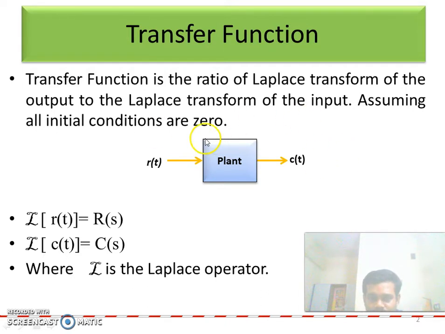Okay, now we can take one plant. In the plant we take c of t as the output and r of t as the input. The Laplace transform of the output c of t is c of s, and the Laplace transform of the input r of t is r of s. So the transfer function is c of s divided by r of s.